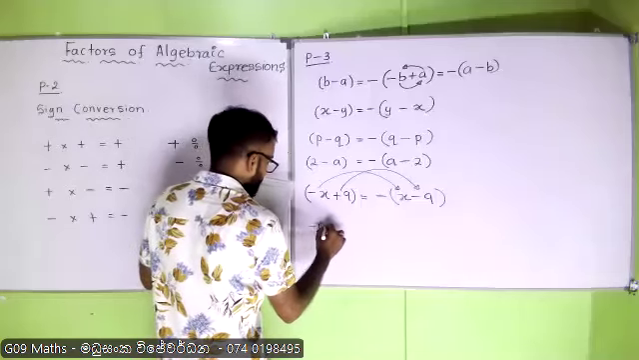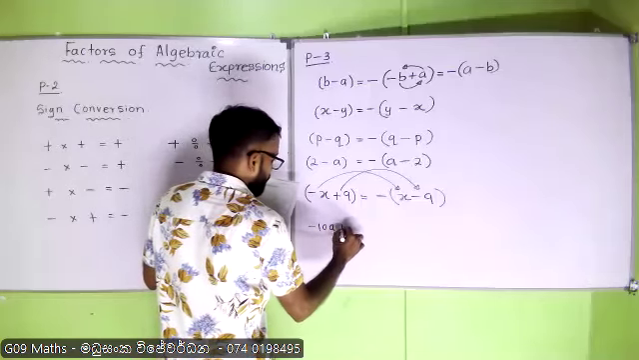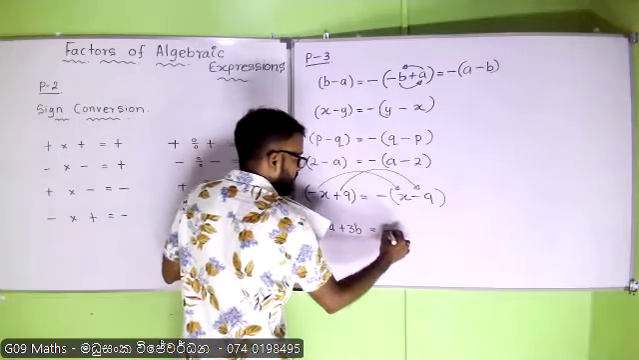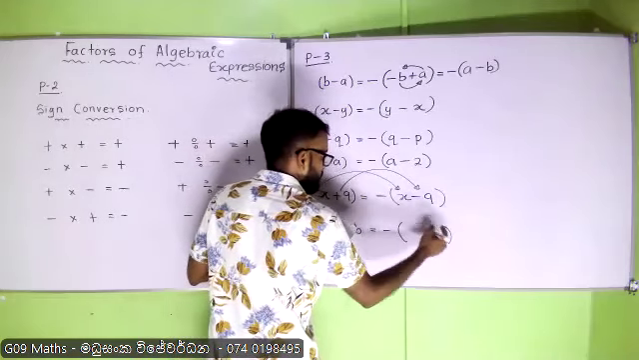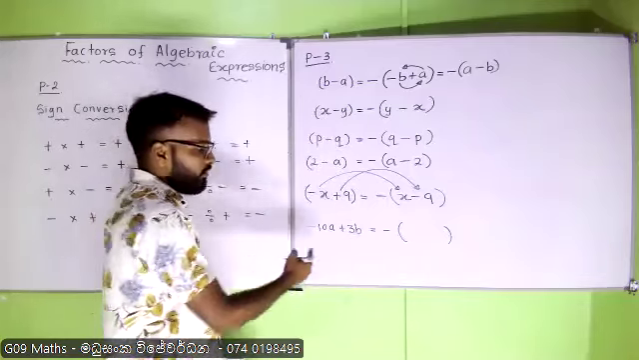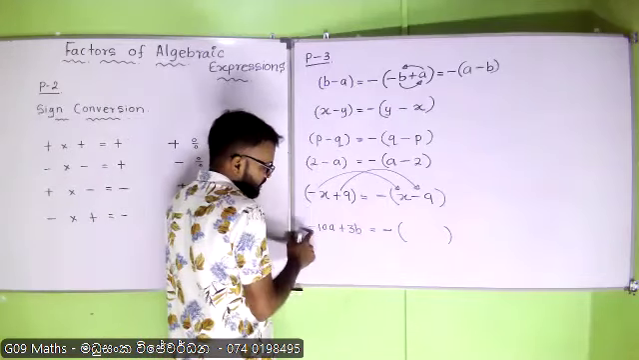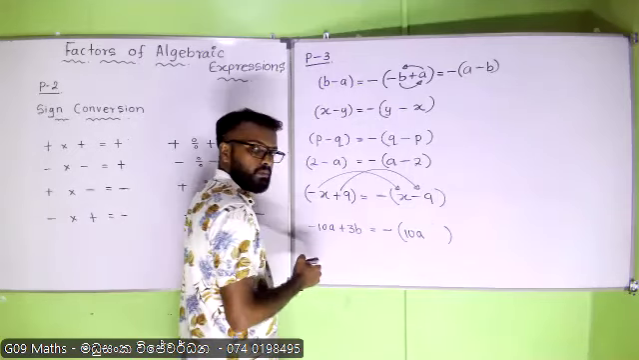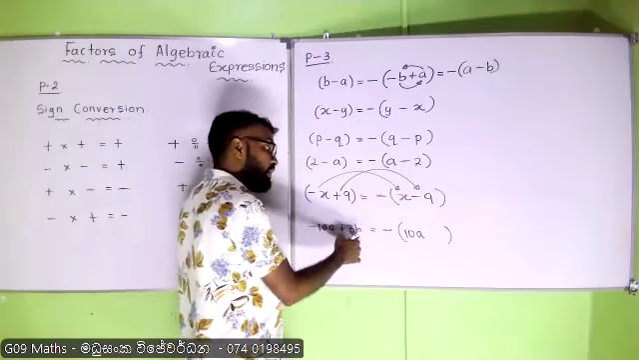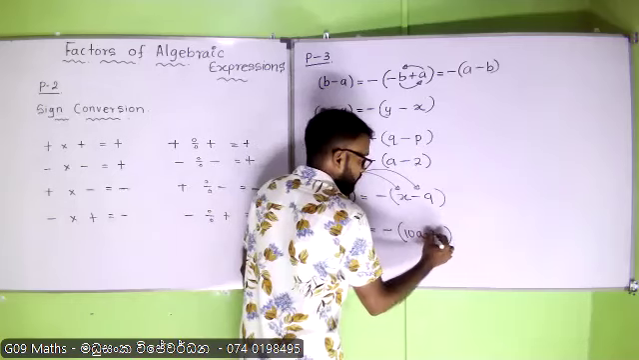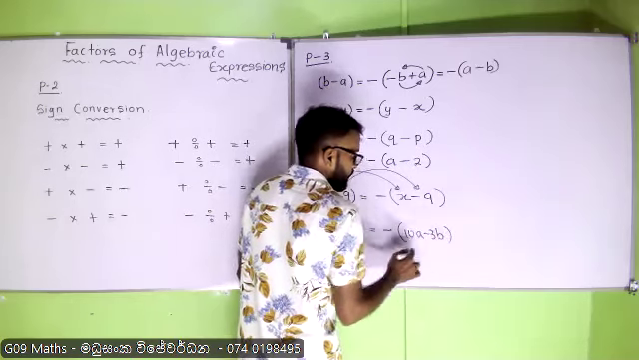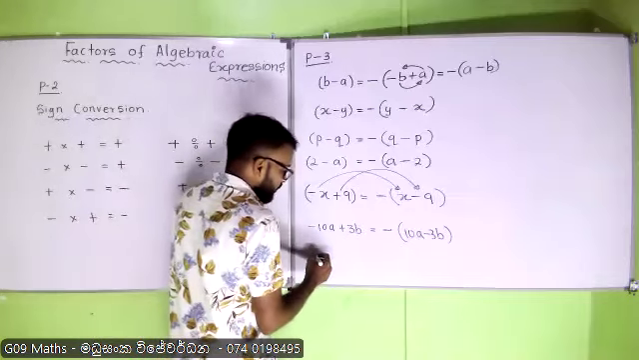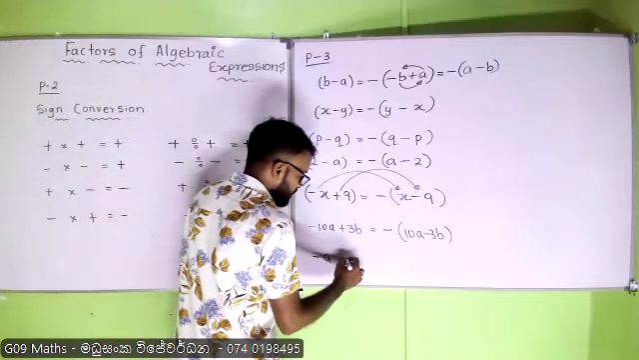Minus 10A plus 3B. Take the negative sign out. Same as previous. If you take the negative sign out, this negative 10A becomes positive 10A. Right? This positive 3B becomes negative 3B. Right? Right.